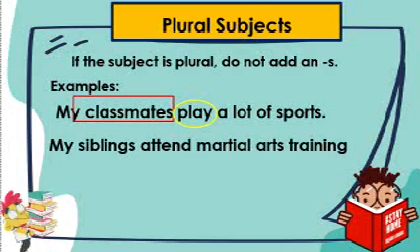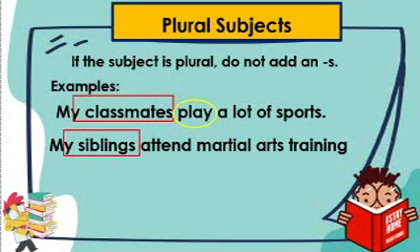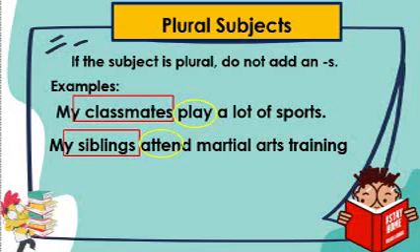Next is, my siblings attend martial arts training. Our subject here is my siblings. My siblings has an S, so it means it is plural. That's why our verb here, attend, does not have an S. So that's how it works.